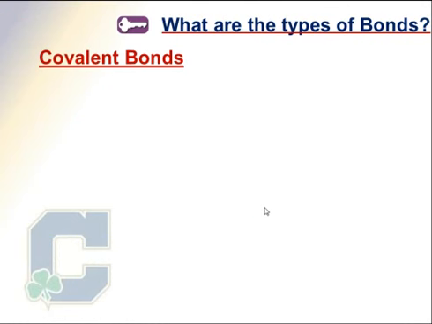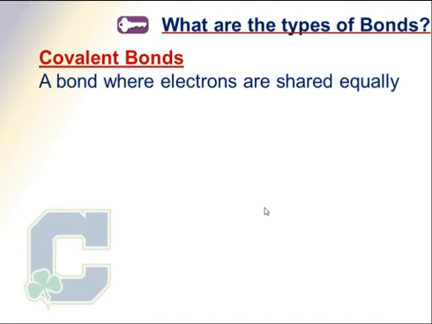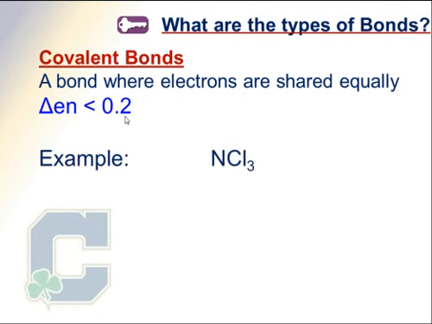Okay, so let's talk about the three types of bonds. The first one you know well. It's covalent bonds. You should have learned about that in biology, and we talked about it in the first semester. That's a bond where electrons are shared pretty much equally between the two. So when you calculate the electronegativity difference between two atoms in a covalent bond, it will be less than 0.2. So anytime you do that calculation and it's less than 0.2, it's a covalent bond.